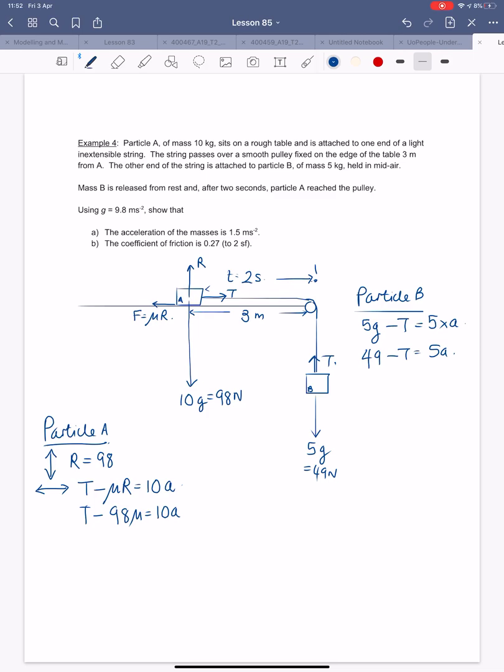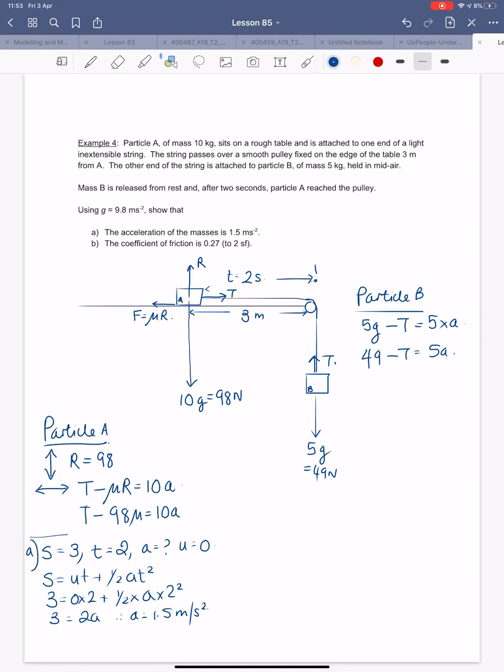Let's think about particle A as well. The distance it travels is 3, the time is 2, acceleration is what we need, and it starts from rest, so u equals 0. So we use s equals ut plus a half at squared. So 3 is 0 times 2 plus a half times a times 2 squared. So 3 is 2a, a is 1.5 metres per second squared. So that's the part A answer. The acceleration is 1.5 metres per second squared. These are the Suvat equations, which I've coloured in yellow, along with u is 0.